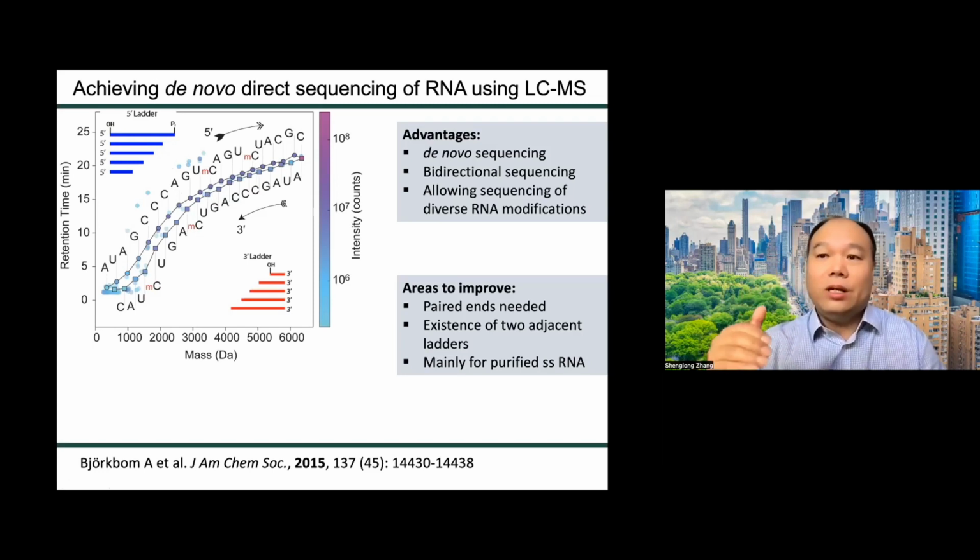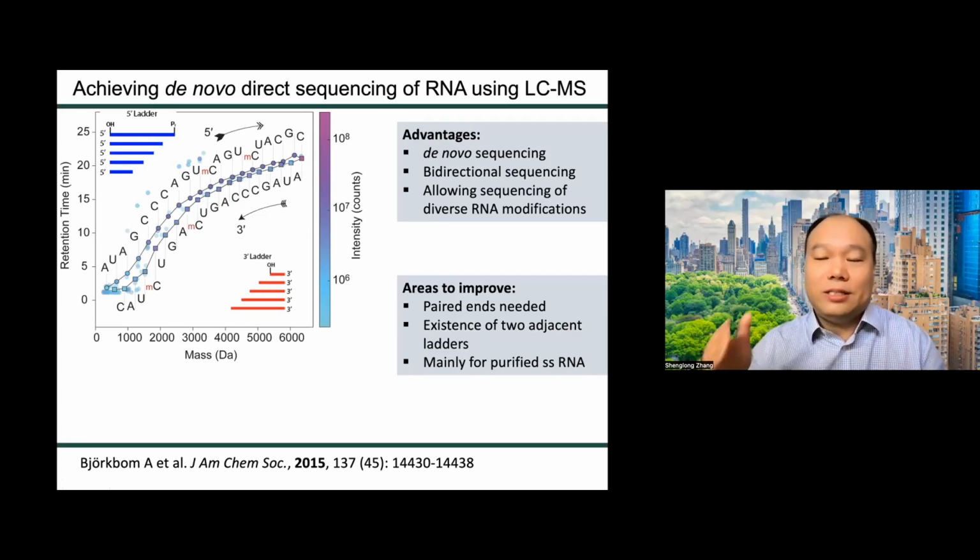So once we identify the ladder fragments, we can de novo sequence the RNA. We can read it from the 3' to 5' direction or the 5' to 3' direction. The advantage of this method is that we can not only read the A, C, G, U, we can also read the modifications, as you can see, exemplified by those methylations. But this method also has a limitation.